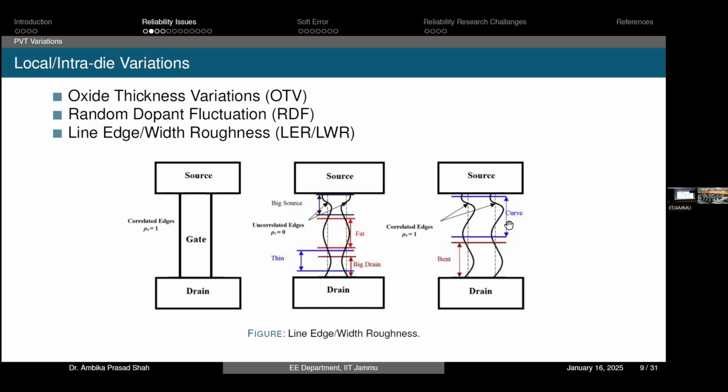So you must have a window: how much variation can I tolerate in fabrication? If you have some range of variation that you can accept, and after fabrication the variation is within your window, then it's fine; otherwise you have to redesign it. This is what we call line edge and line width roughness.